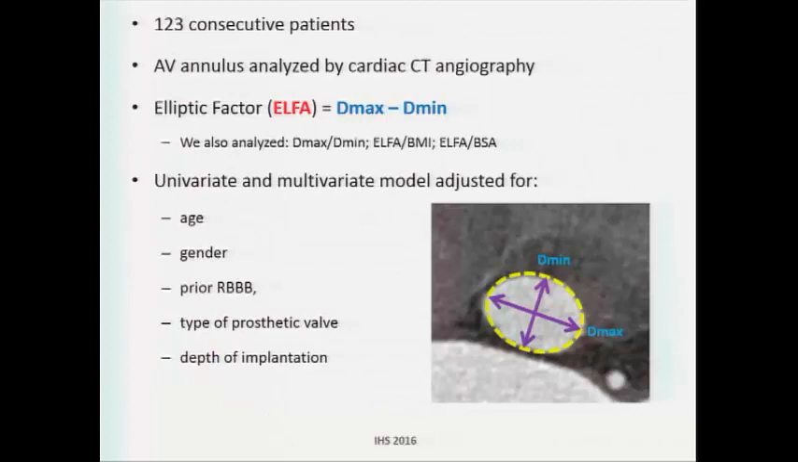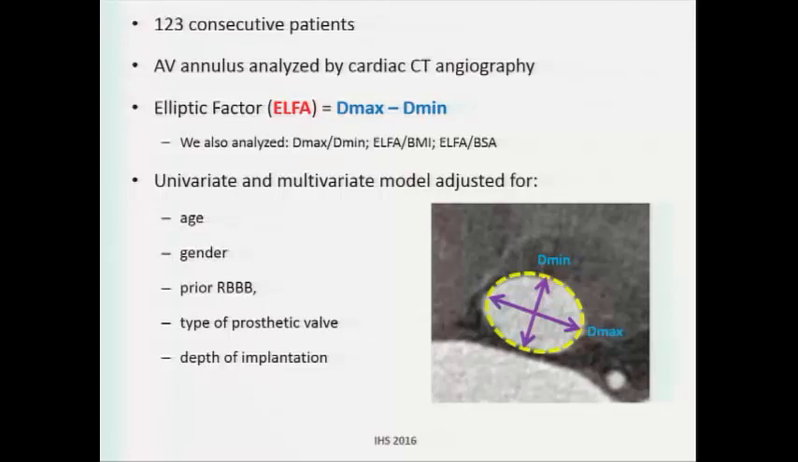So we retrospectively analyzed 123 consecutive patients. The aortoventricular annulus was analyzed by cardiac CT angiography. We measured ellipticity with the help of the elliptic factor, which is the difference of maximal and minimal diameters. We thought this is a more straightforward index of ellipticity.